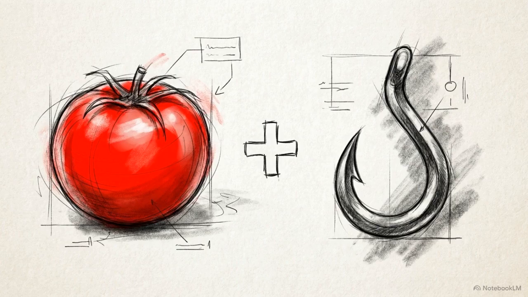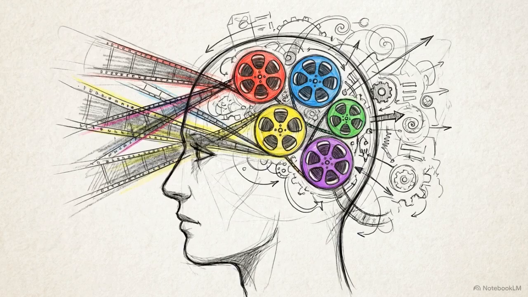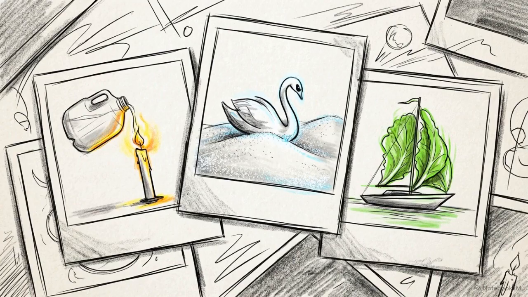Item 5 is tomato. Peg 5 is the hook. Visualize a sharp, cold metal hook piercing the red skin of a ripe tomato, leaking juice down the metal. By transforming these mundane groceries into bizarre, interactive movies, we bypass the standard limits of working memory. Instead of trying to hold the words in your mind, you are now recalling a set of distinct images.